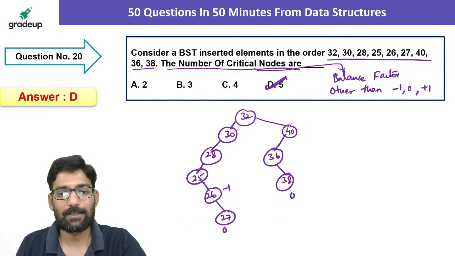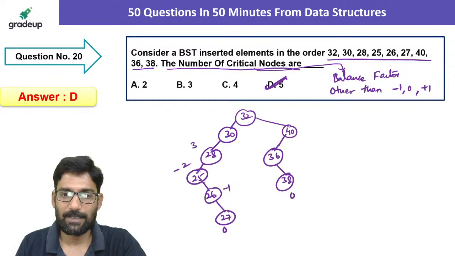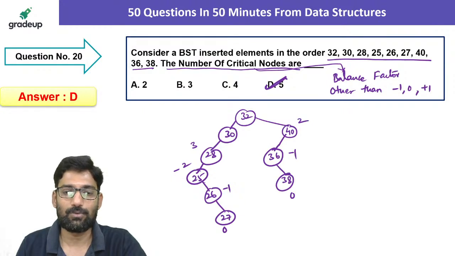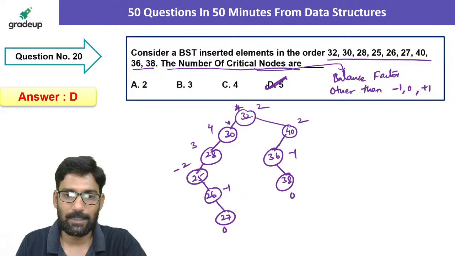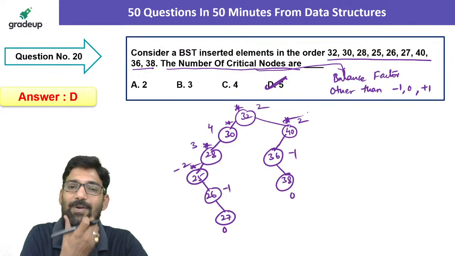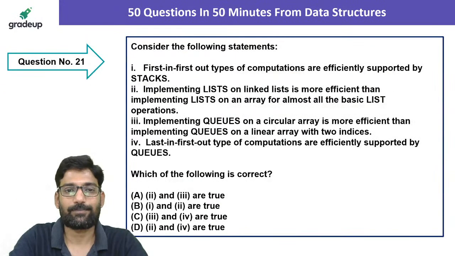26 balance factor -1. 25 -2. 28 left is 1, 2, 3, 3 minus 0, 3. 36 0 minus 1. 42. 30 1, 2, 3, 4 minus 0. 32 1, 2, 3, 4, 5 minus 3, 2. So we have 32, 1, 33, 2, 3, 4 and 5. 5 critical nodes. Okay.